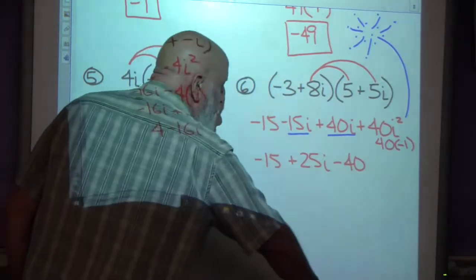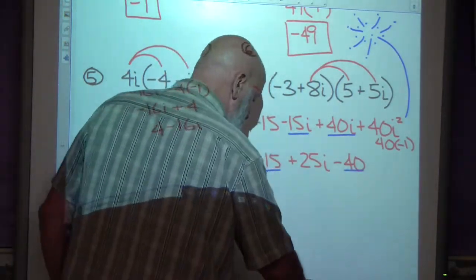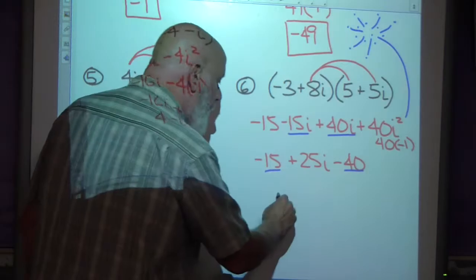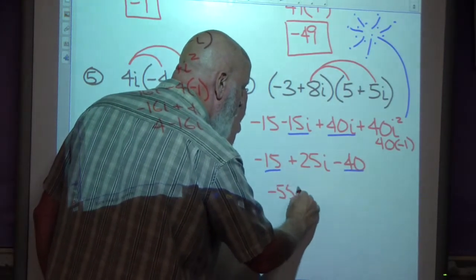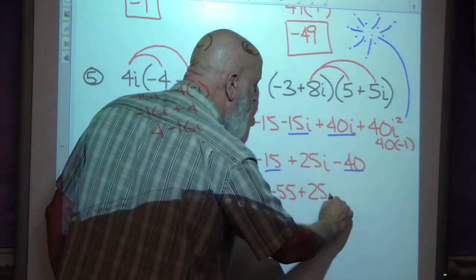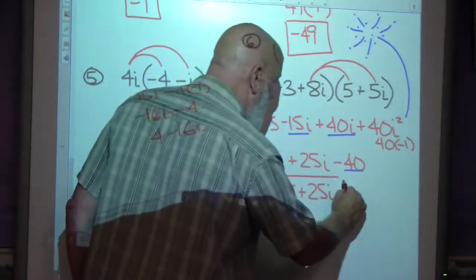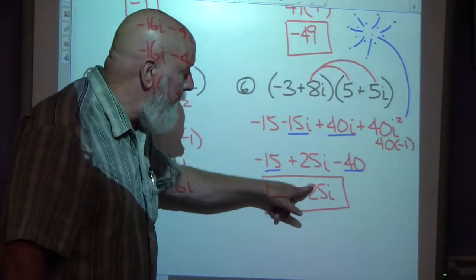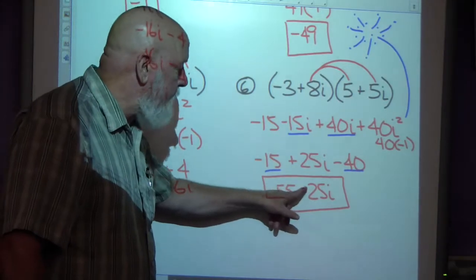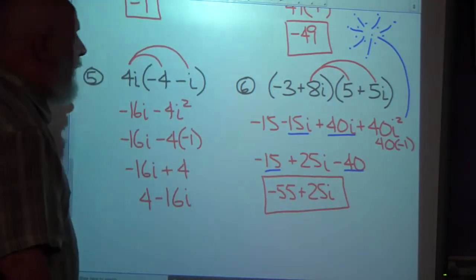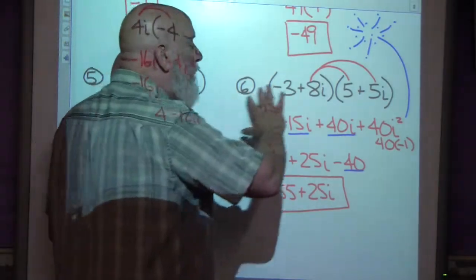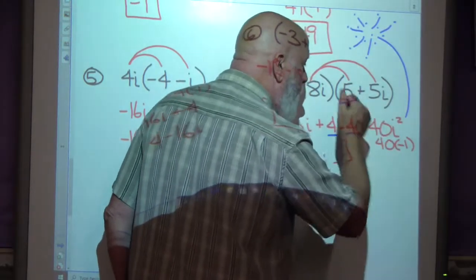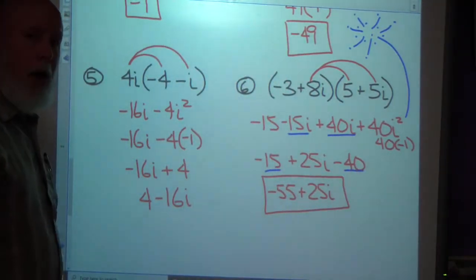And now I've got these like terms I can combine. I've got negative 15 minus 40. They're the same sign, so I'm going to add them together and get negative 55 plus 25i. And we're in standard complex form, a real number plus an imaginary number. Negative 55 plus 25i. See, when we're multiplying, we treat them just like they're variables, just like it was an x or a y, except when we see i squared, it turns into negative 1. We have to remember that.